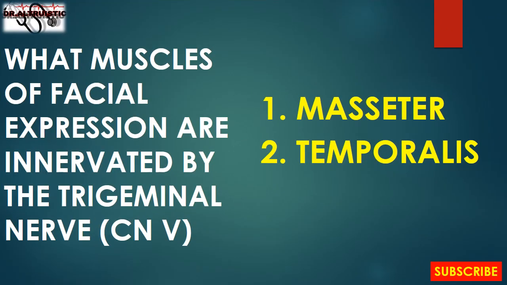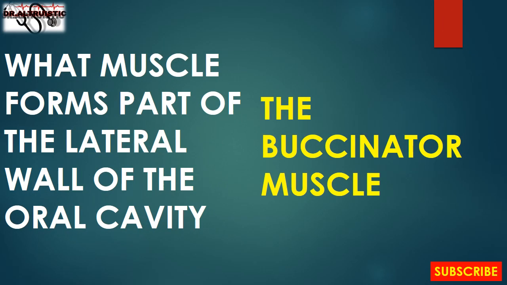What muscles of facial expression are innervated by the trigeminal nerve, CN V? 1. Masseter. 2. Temporalis. What muscle forms part of the lateral wall of the oral cavity? The buccinator muscle.